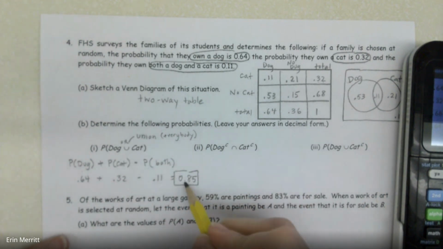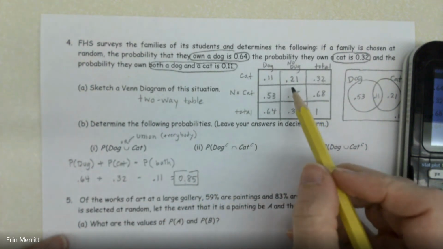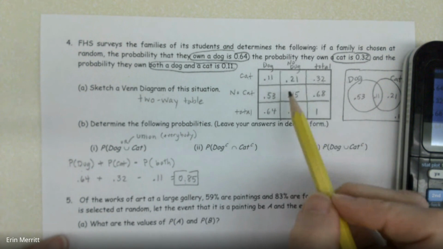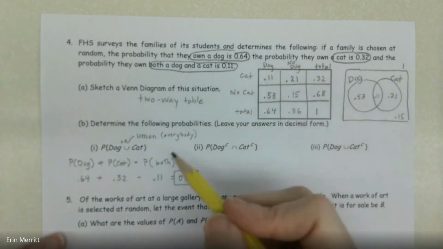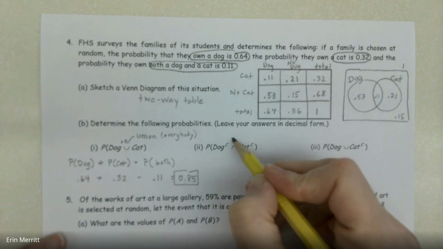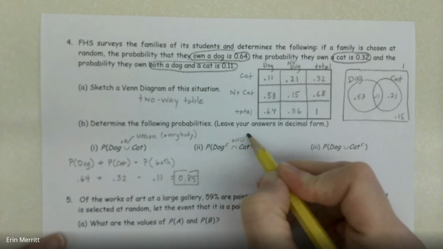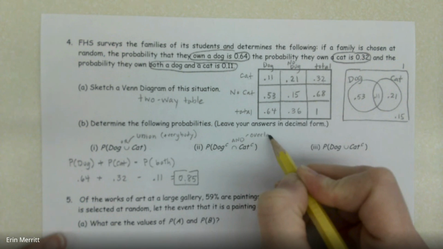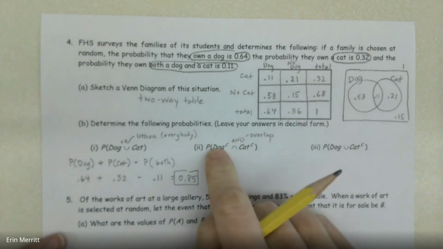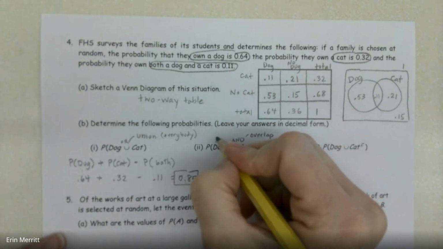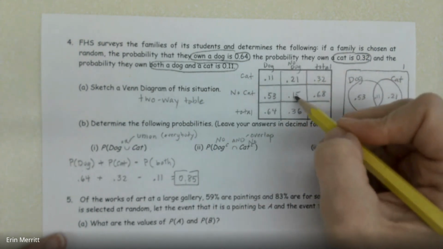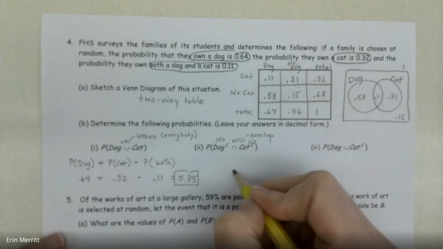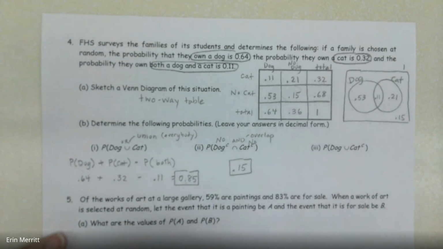Now, if you wanted to, could you go in the chart and just add up the individual values themselves? Sure, but the rule works, right? For this one, this is an and. So I'm looking for the overlap. Where do these guys share? So dog complement means no dogs, and cat complement means no cats. So no dogs, no cats. It's just that 0.15. That's it.